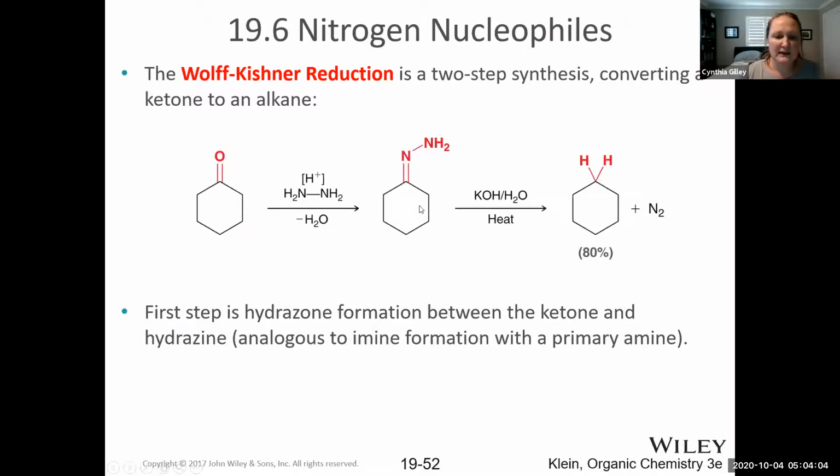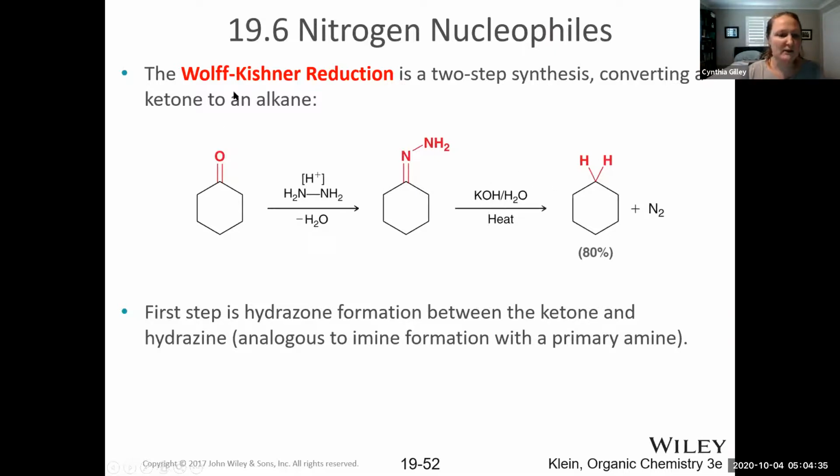From there, the second step involves strong base, potassium hydroxide, under aqueous conditions with heat. And what we do is we lose nitrogen gas, and we end up with a carbon that's been fully protonated and reduced, right? So we're able to essentially completely reduce the carbonyl all the way down to an alkane using this Wolff-Kishner reduction. This reaction is notable because of the basic conditions.